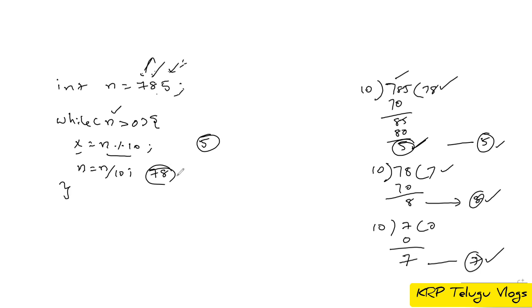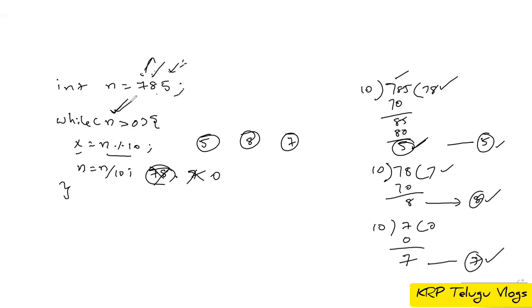So now what is the value? 78 modulus of 10. 8, sir. 8 has been extracted separately. Now n is equal to n by 10. So n value is 7 now. So 7 is greater than 0. x is equal to n mod 10. 7 mod 10 is what? 7, sir. So n is equal to n by 10. So n value is 0.